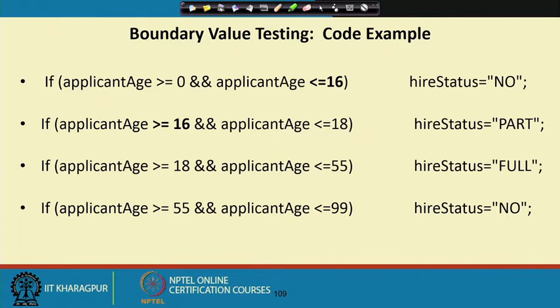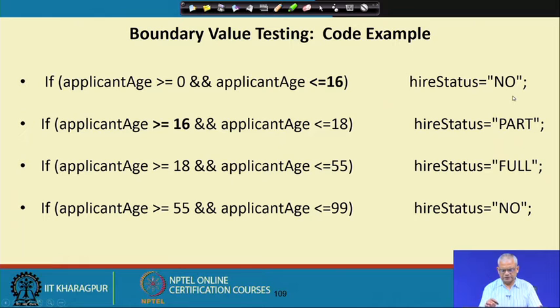Let us say we have a code where, depending on the applicant age, we make the hire status either no, do not hire underage, or the hire status is part time, full time, and overage hire status is no. We can identify the boundaries here, which is between these two equivalence classes. 16 is the boundary, and if we select the boundary, we are likely to determine the bug here, that 16 is included in both the equivalence classes. Similarly, 18, 55 and so on.